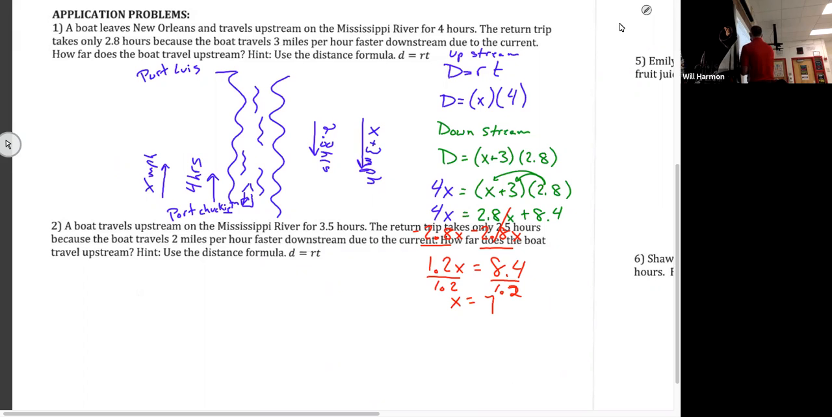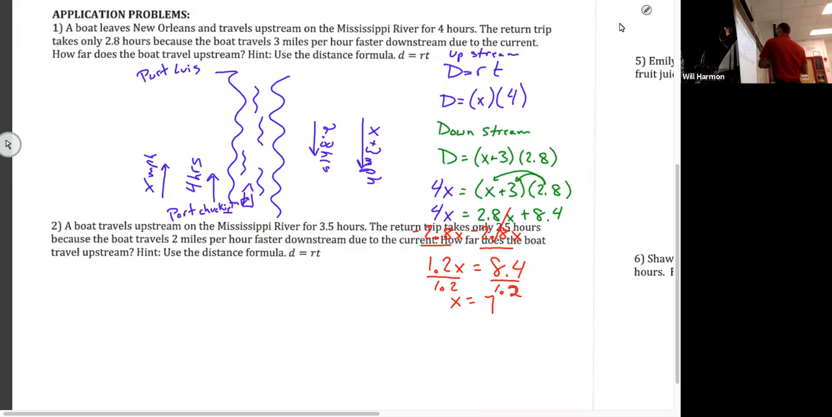So distance equals rate times time, so we just did rate, which is x, times 4. That gave us 4 hours. Now going downstream, the rate is x plus 3, and the time is 2.8. So I just did that. Then I distributed that throughout, and I got 4x on this side, I did nothing, equals 2.8x plus 2.8 times 3 is 8.4. And then I just got all the x's by itself, and I got x equals 7.